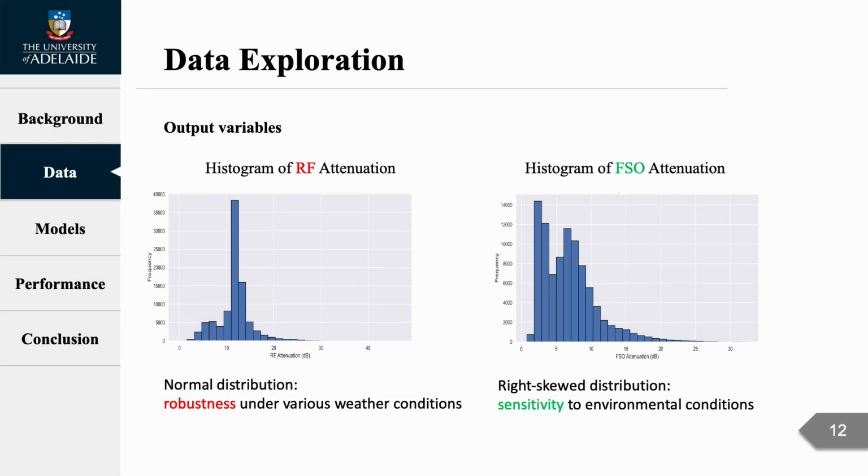After exploring the data, we found that RF attenuation follows a stable, nearly normal distribution, suggesting it's more stable in different weather conditions. Meanwhile, the distribution of FSO attenuation is right-skewed, typically low with occasional extreme values, which means it has higher sensitivity to environmental factors.